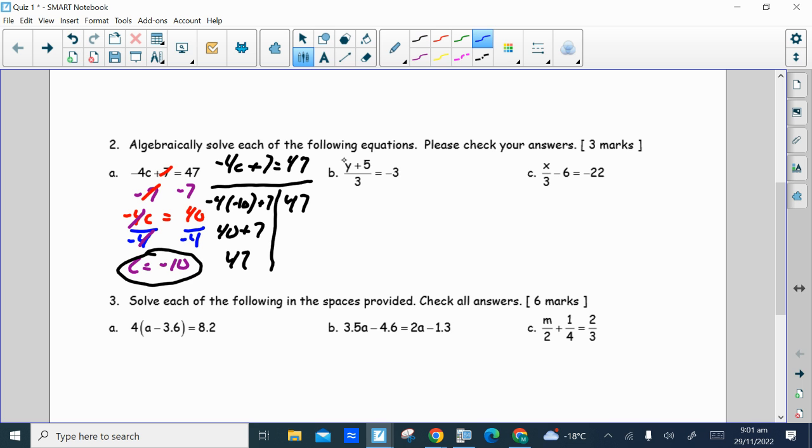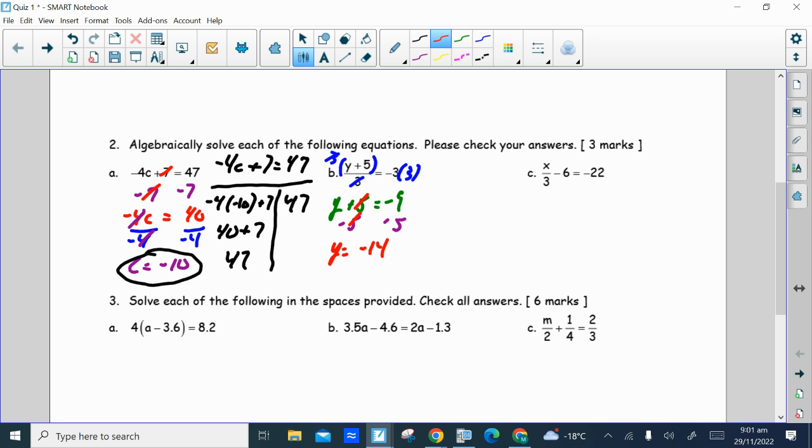Question B, I would multiply both sides by 3 first to get rid of the denominator of 3. So 3 divided by 3 cancels, and we'll have y plus 5 on the left equaling negative 3 times 3, which is negative 9 on the right. Then we will subtract 5 from both sides. So they cancel on the left. And on the right, negative 9 take away 5 is negative 14.